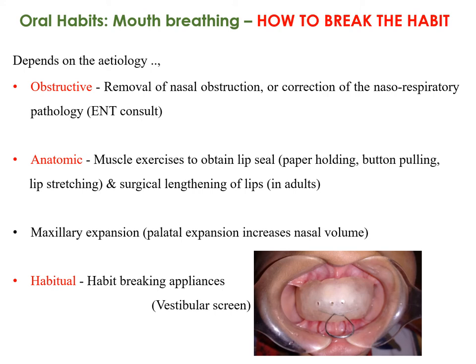There can also be maxillary expansion, that is palatal expansion, as it is known to increase the nasal volume. Also, if it's habitual, you can give them a habit breaking appliance such as a vestibular screen, which will force them to breathe through their nose. However, if it's habitual and they do have any obstruction, the first thing should be to correct the obstruction before you break the habit using an appliance. So that is what is important for you to know.